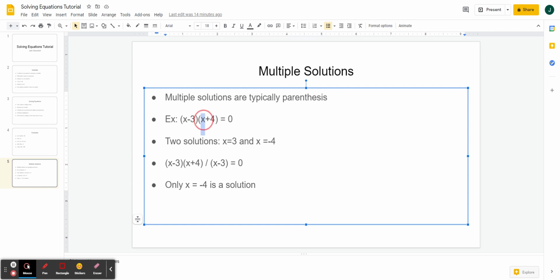And the same on this side, x plus 4 equals 0. When we subtract 4 from the other side, we're going to get negative 4.